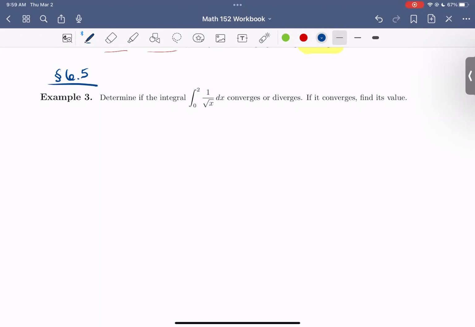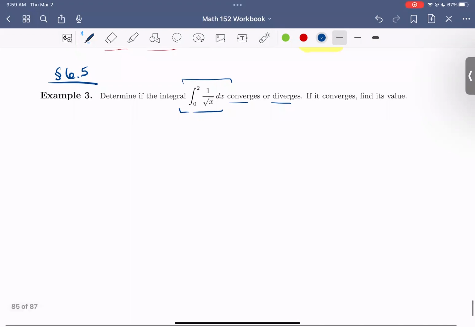All right, so in example 3, we're asked to determine if this integral from 0 to 2 of 1 over the square root of x dx converges or diverges. And if it converges, find its value. So let's first get a sense of what this integral looks like to see why it's in this section, or why it's improper. All right, so let's go ahead and draw that out.